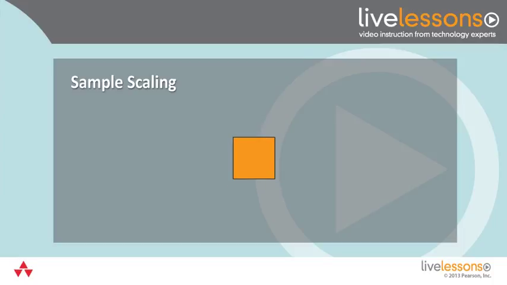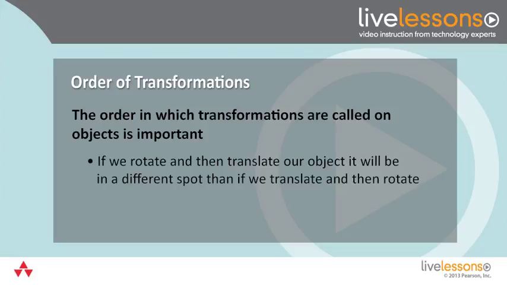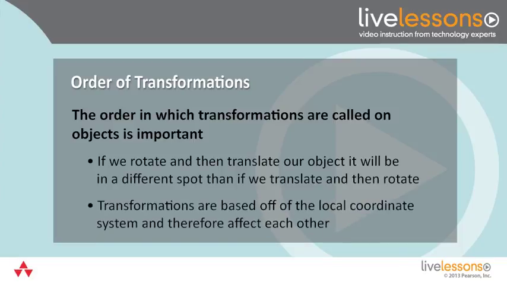Alright, so before we rush off and we just start transforming all of our objects all over the place, the order in which transformations are called on an object is very important in the process of moving things around. Certain transformations modify the local coordinate system of our objects and thus will change how the transformations are applied. For example, if we were to rotate and then translate our object, it will be in a different spot than if we translated first and rotated after that. Transformations, like I said, are based off the local coordinate system. Therefore, one transformation will affect the other transformations that come after it.